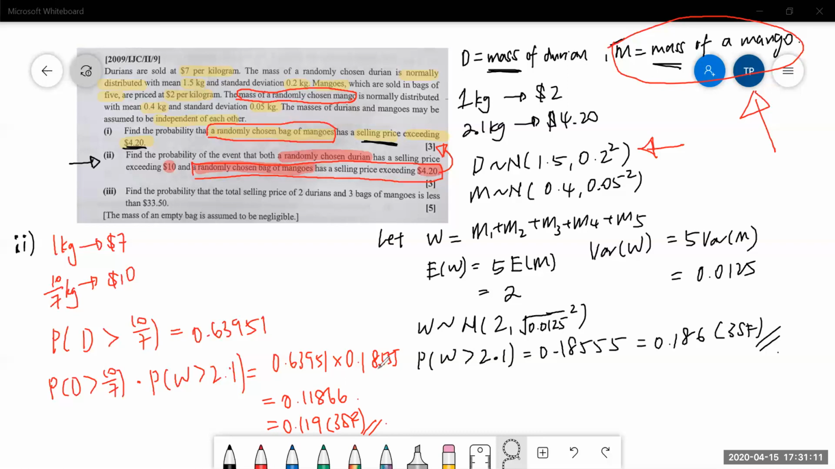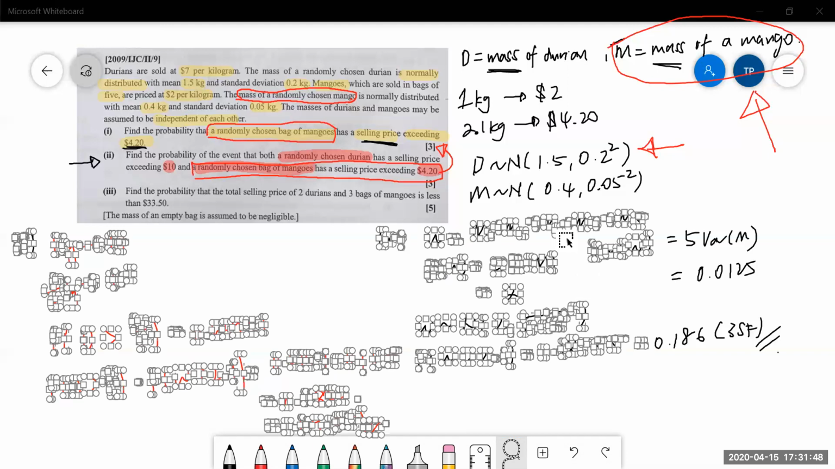I asked you to check the answer. You should be confident. Okay, can I move on? Yeah. Part 3. My goal is to do 5 questions today.